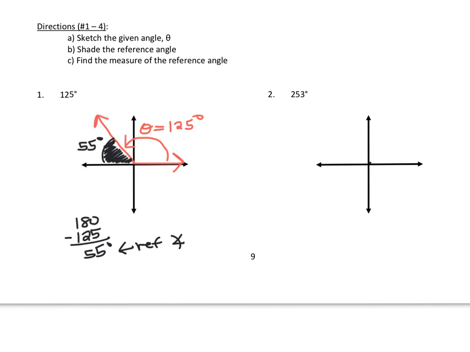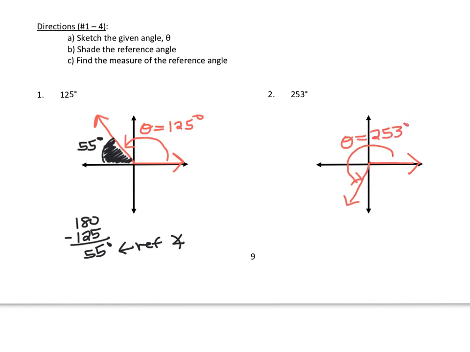Okay, so let me draw my initial side. Let me change back to red. The initial side, and it's going to open up and wind up somewhere in the third quadrant. It's going to be a good portion of the way through the third quadrant. And here we're going to label that theta. Theta is equal to 253 degrees.